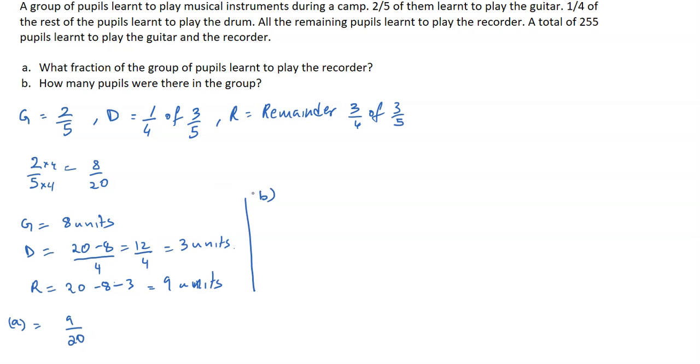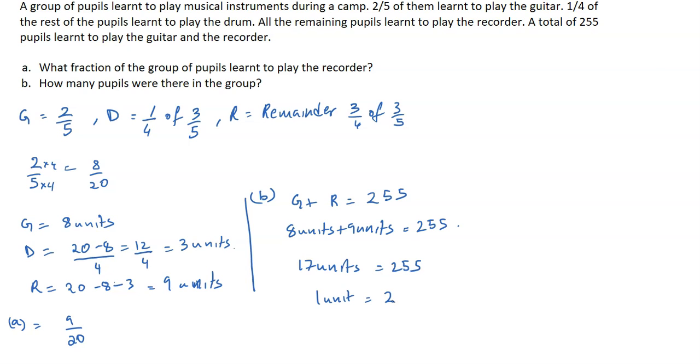For part B, how many pupils were there in the group? Okay, so let's see. We know that 255 is the number who played the guitar and the recorder. So I'll say guitar plus recorder is 255, and that is 8 units plus 9 units. So 8 units plus 9 units is 255. Therefore, 17 units is 255, and 1 unit is 255 divided by 17, that is 15.